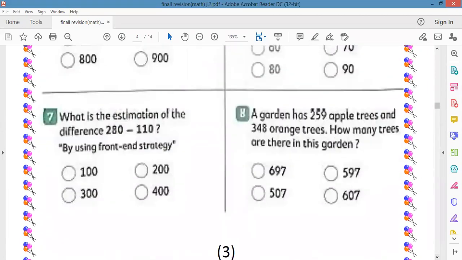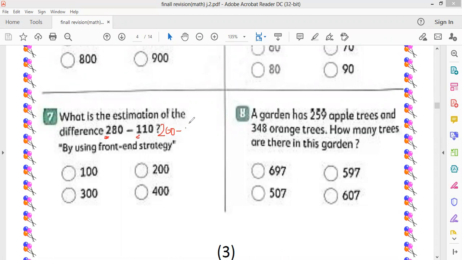Number 7, what is the estimation of the difference 280 minus 110? By using the front-end strategy. In front-end strategy, we go to the highest place value and write the value of these numbers. What is the highest place value here? 100. So what is the value of 2? 200. Minus, what is the value of 1 here? 100. So 200 minus 100 equals 100.